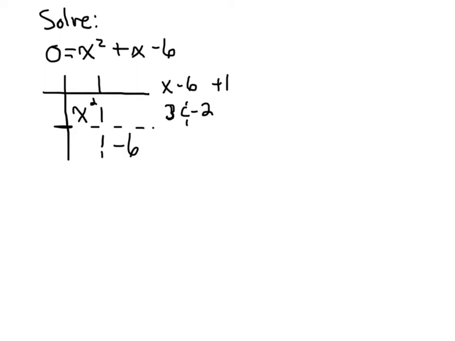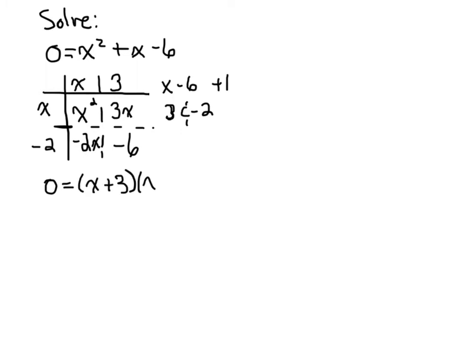So I'm going to put 3x here, negative 2x here, and now I'm going to common factor out my rows and columns. So the common factor here is x. Common factor here is negative 2. The sign stays with the line. Up this way we have x, and up this way we have 3. So we have our factors, so we have 0 equals x plus 3 times x minus 2.